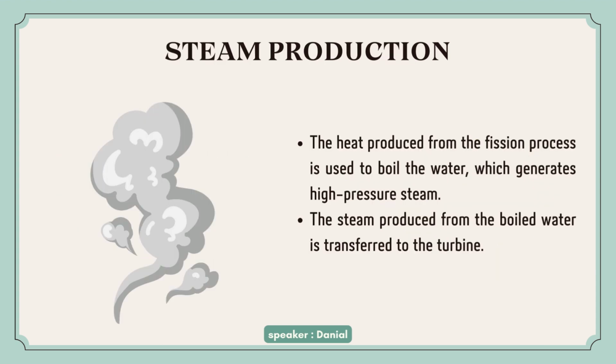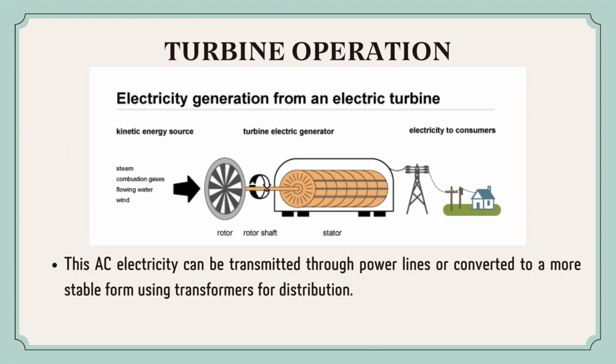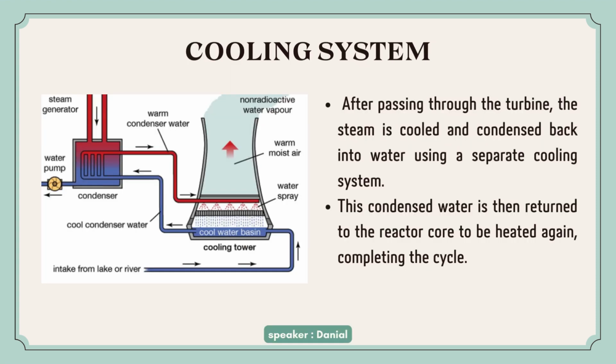The heat produced from the fission process is used to boil the water, which generates high pressure steam, then transferred to the turbine. In the turbine operation, the high pressure steam spins the turbine blades, which are connected to a rotor generator. As the turbine turns, the generator cuts through the lines of a magnetic field produced by electromagnets and induces an alternating current. This alternating current can be transmitted through power lines or converted to a more stable form using transformers for distribution. And lastly, the cooling system.